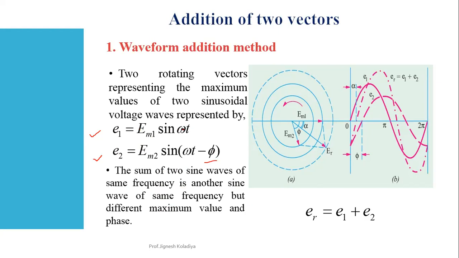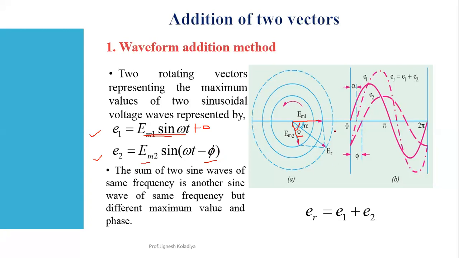Right now, here it is given that omega t plus or minus 0, right? That means I can take this vector as a reference. So you can see I directly draw this Em1 on the reference axis. With respect to Em1, Em2 is lagging because it is minus sign by angle phi. So I have to draw it in this direction, and you can see the angle is phi.